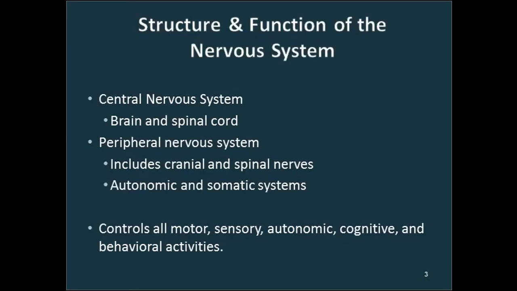Okay, so just some basic review about structures and function of the nervous system. Of course, the central nervous system is made up of the brain and spinal cord. That's pretty straightforward and encompassing. The peripheral nervous system is made up of cranial nerves and spinal nerves. It incorporates both the autonomic and somatic systems. The autonomic system being your sympathetic and parasympathetic, and that refers to involuntary function.